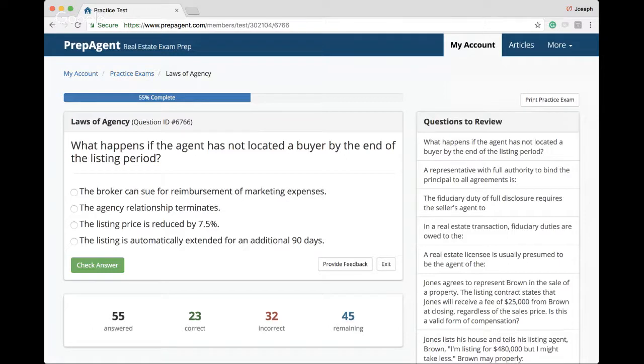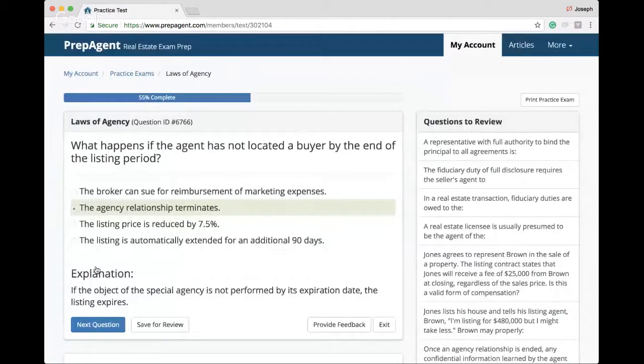What happens if the agent has not located a buyer by the end of the listing period? A, the broker can sue for reimbursement of marketing expenses. B, the agency relationship terminates. C, the listing price is reduced by 7.5%. D, the listing is automatically extended for an additional 90 days. Okay, and the answer is B, the agency relationship terminates.